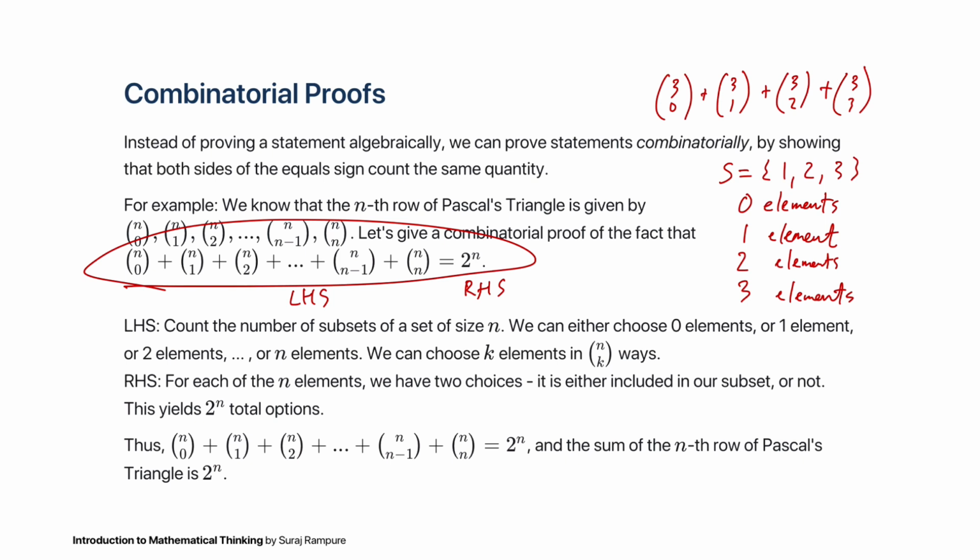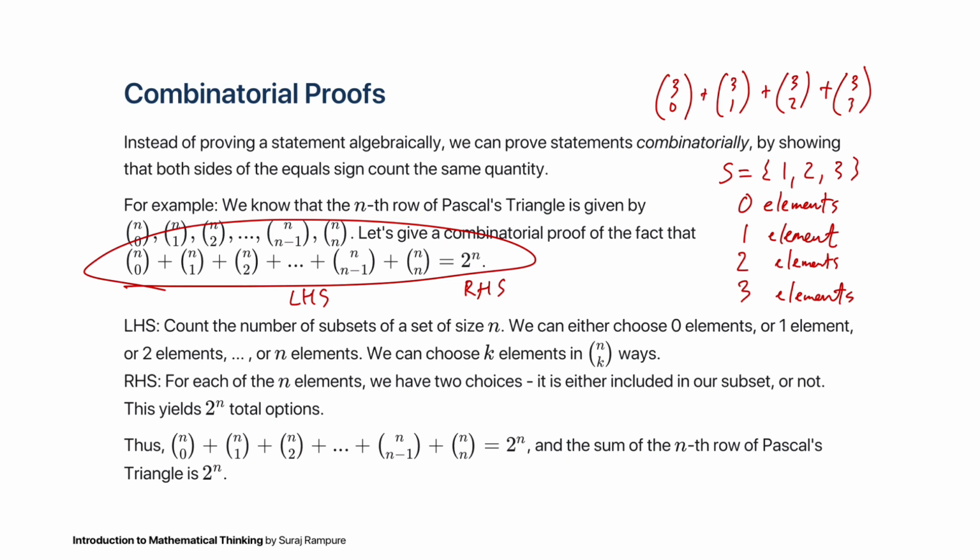And here, for the first element, there's 2 options. Either it's included in our subset or not included. For the second element, there's again 2 options. Included in our subset or not included. Since there's n elements, we're taking a product of 2 n times, which gives us 2 to the n.